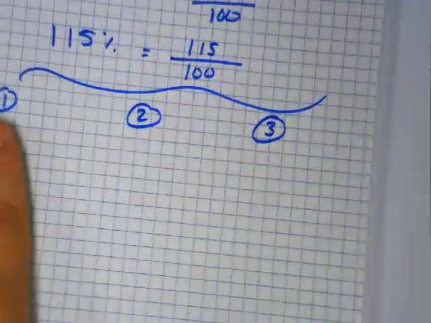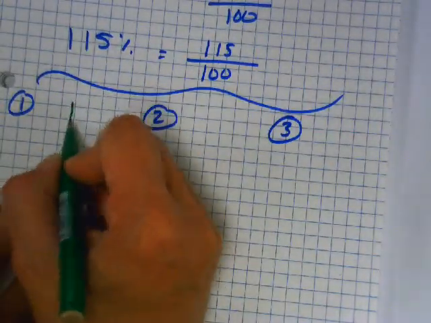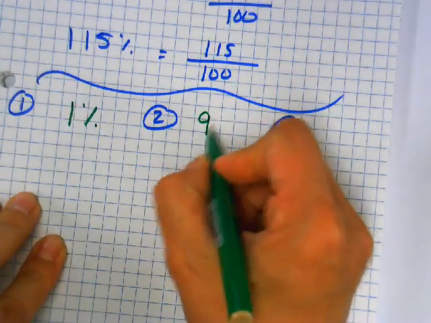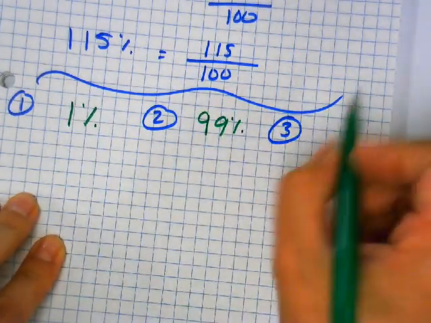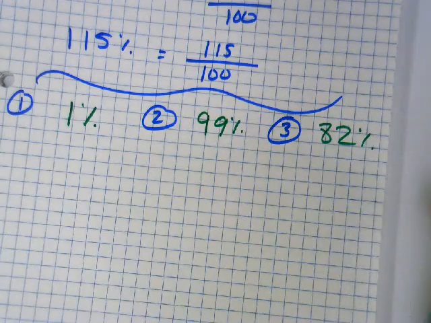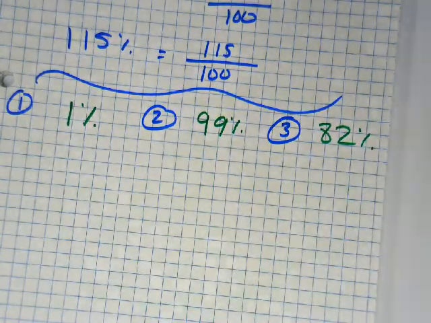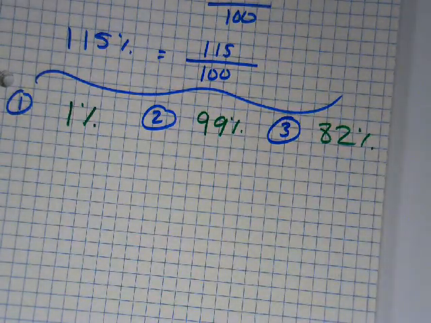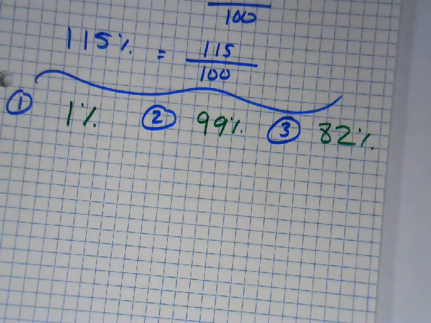Okay. Everything I write. 1%. Then you scored a 99%. And then you scored an 82%. Can you write those 3 percents as fractions?